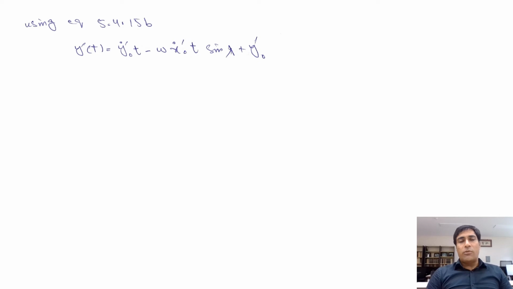We have to calculate the position of the bullet in all three directions. Again, in this problem we will use the equations mentioned in the previous problem, which are also mentioned in your book: 5.4.15a, 5.4.15b and 5.4.15c. Now I will use equation 5.4.15b: y dash t equals y dot dash t minus omega x dot dash t sine lambda plus y dash.